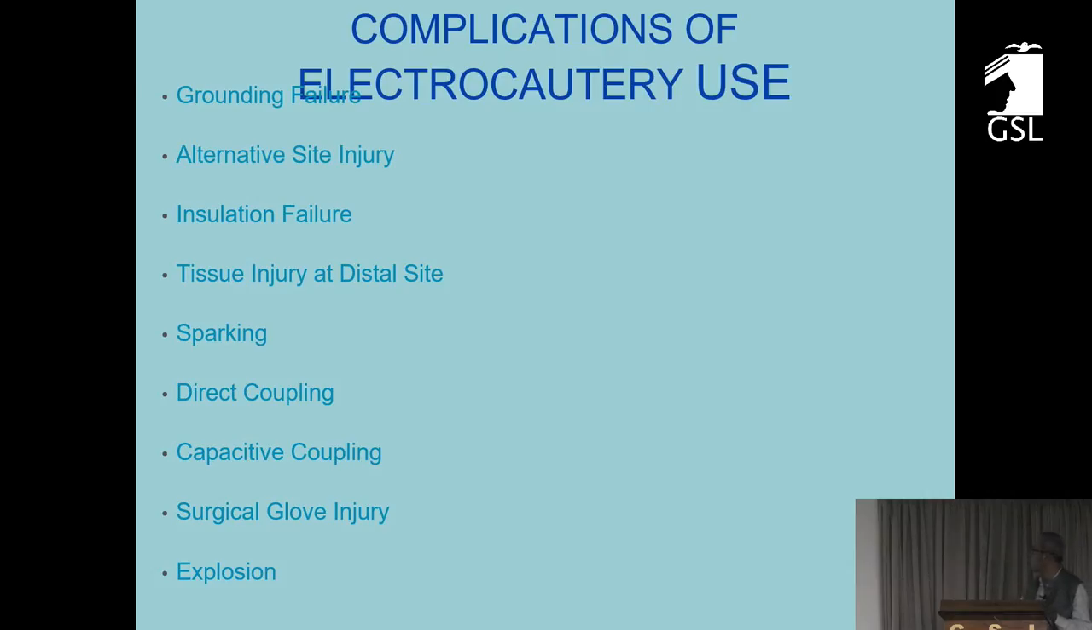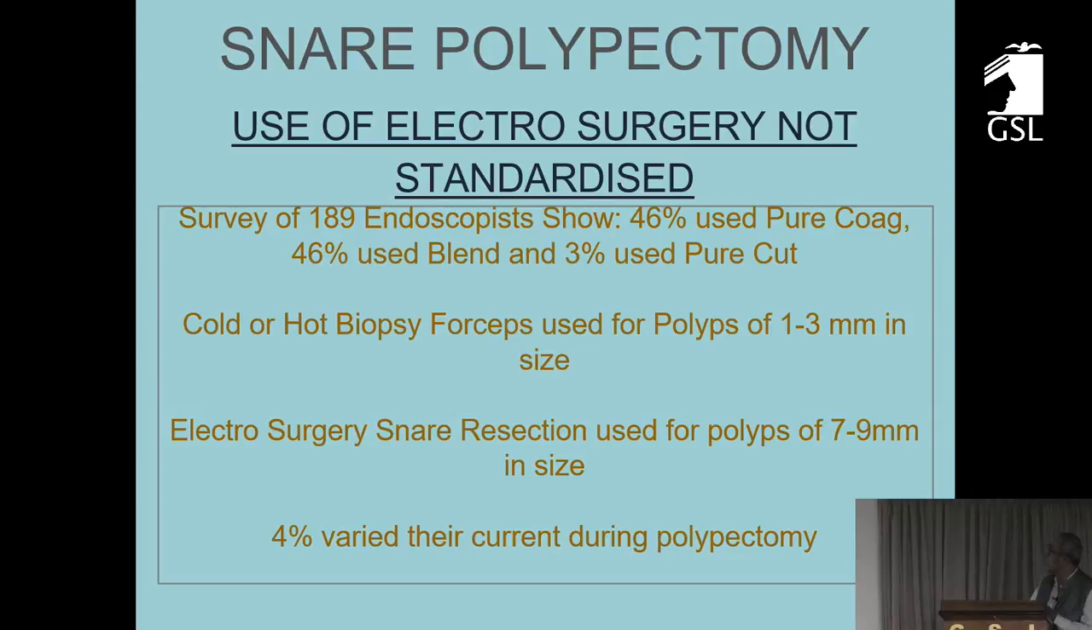What are the complications of electrocautery use? There is a grounding failure, alternative site injury, insulation failure, tissue injury at distal site, sparking, direct coupling, capacitive coupling, surgical glove injury, explosion. So you have to be careful about all these things, that you have to know that these things might occur. Now, in polypectomy, the use of electrosurgery is not standardized.